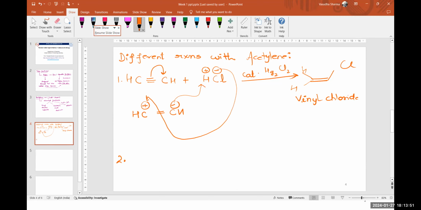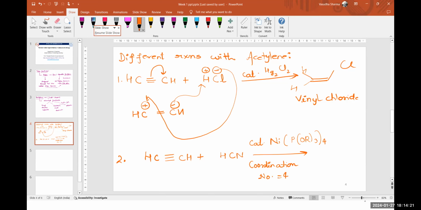Similarly, we can have acetylene reacting with HCN in the presence of the catalyst nickel, P(OR)3, where R can be anything, and these four are coordinated with nickel, that is, nickel is having coordination number 4. Similarly, it is positive and this is negative, so one side will take up the hydrogen and the other side goes as cyanide. Therefore, it is called vinyl cyanide.